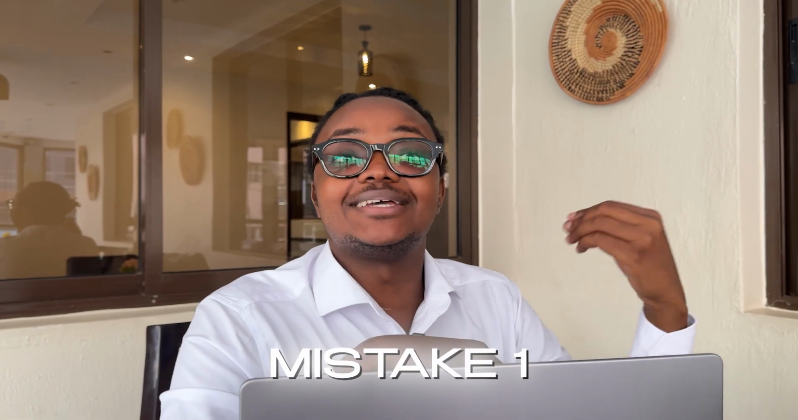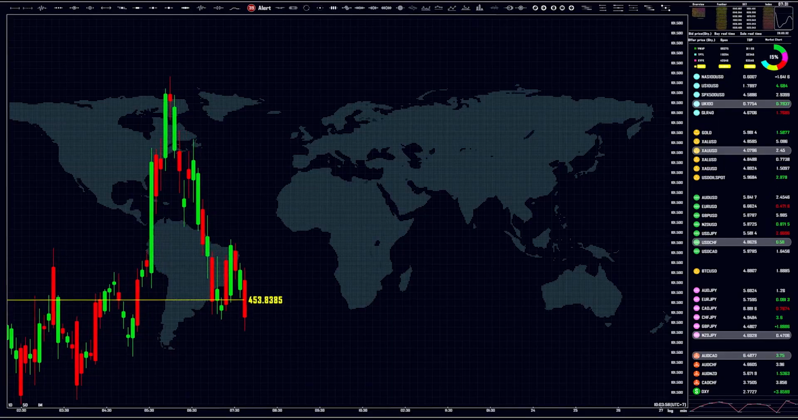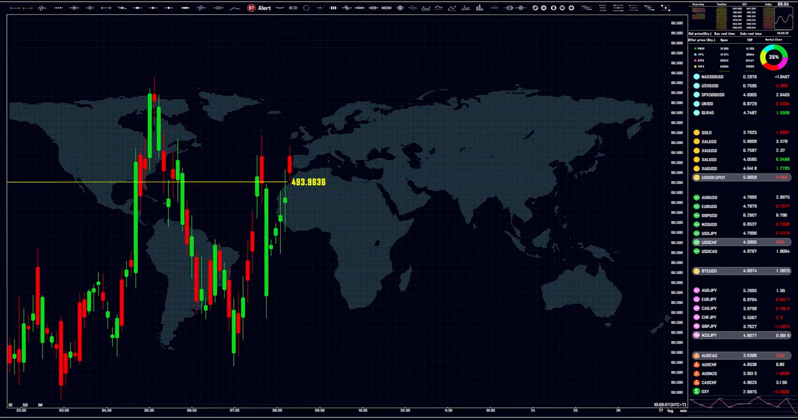So let's get started. Let's start with one of the most common mistakes I see beginners make: entering a trade without a clear setup. Sometimes a beginner looks at the chart, sees a few red candles and thinks, okay, the price is going down. Maybe I should enter down. But that's not analysis. That's simply reacting to what you see on the screen. Before entering any trade, you should know what you're looking for.